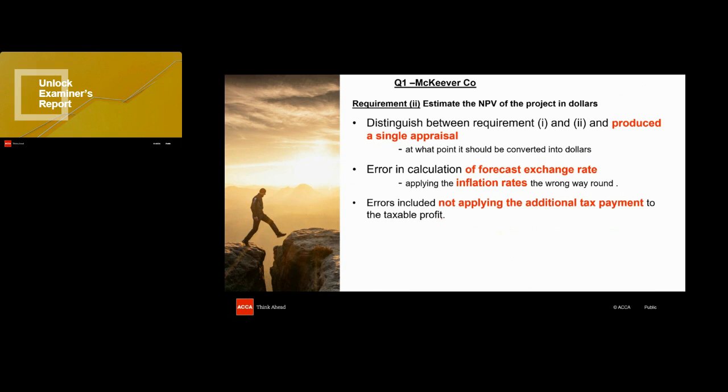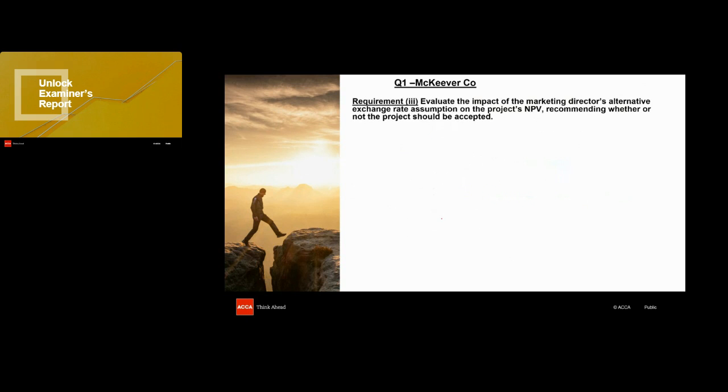Speaking about the third requirement, evaluate the impact of marketing director's alternative exchange rate assumption on the project's NPV, recommending whether or not the project should be accepted. So here, after using the alternative exchange rates, many missed to calculate the additional taxes. They used the alternative exchange rate, but they did not do the additional taxes after that.